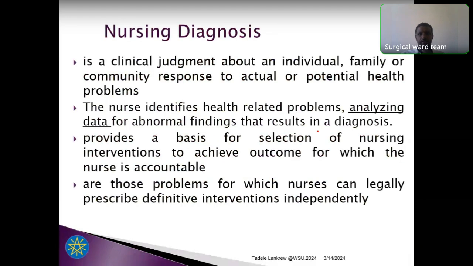Nursing diagnosis is the second step of the nursing process. Nursing diagnosis means identifying the problem of the patient, in short.